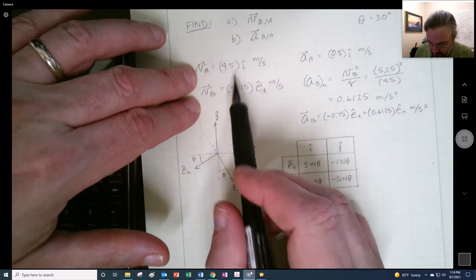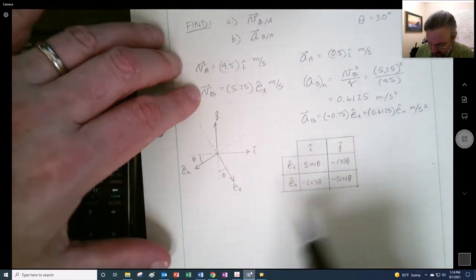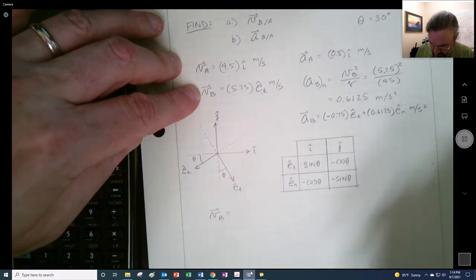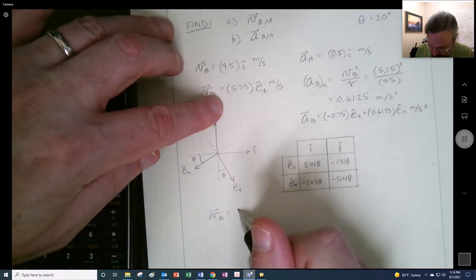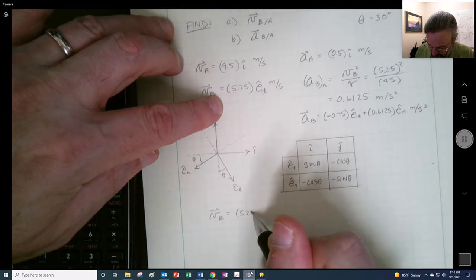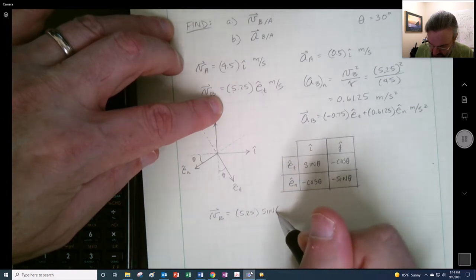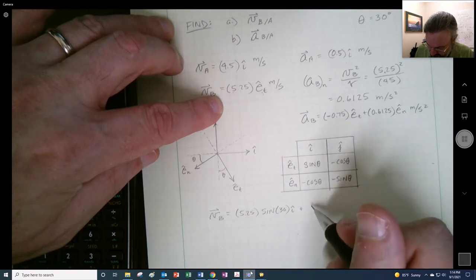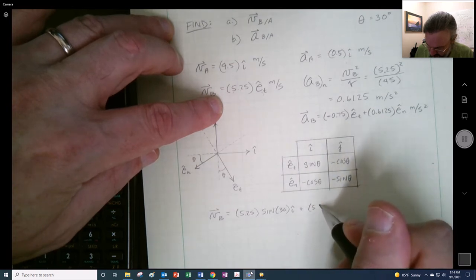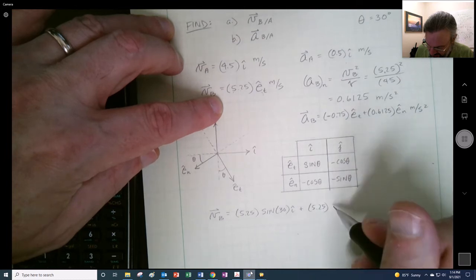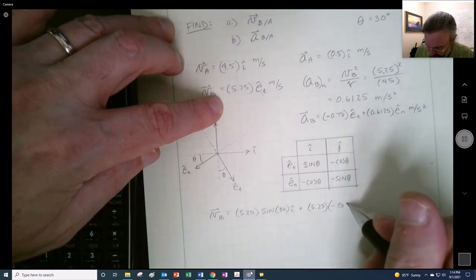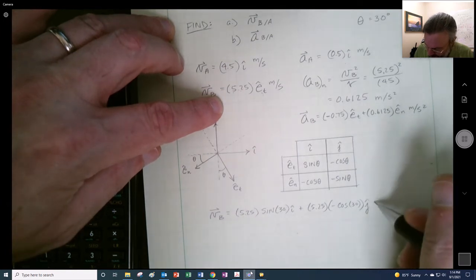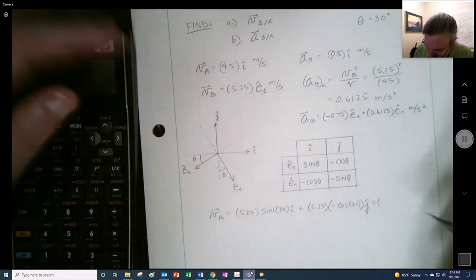Now we do the velocity. We have to convert this guy into I and J, right? So the velocity of B is going to be equal to 5.25 times the sine of 30 degrees I plus 5.25 times negative, so I'll put a negative there, cosine of 30 J. So I might be able to squeeze this in right there.